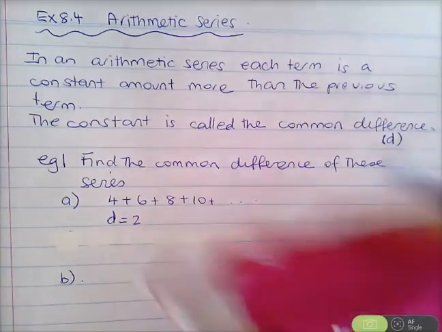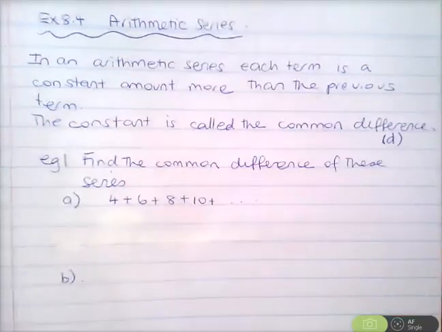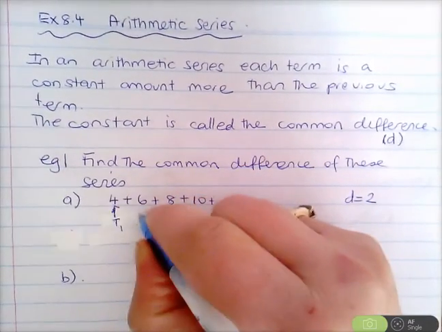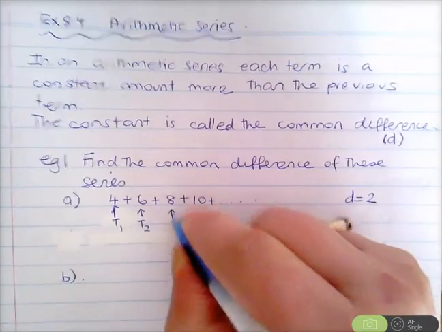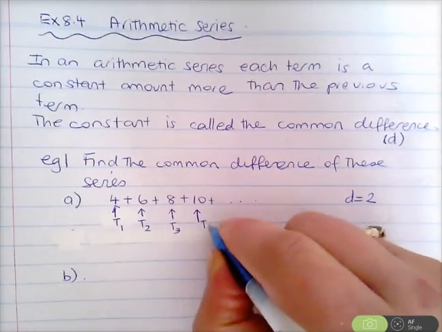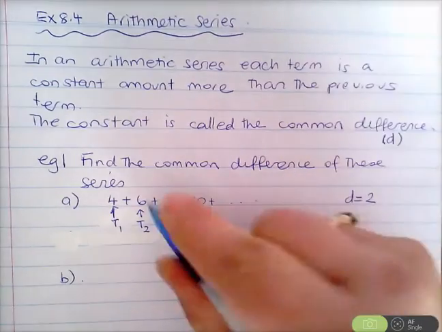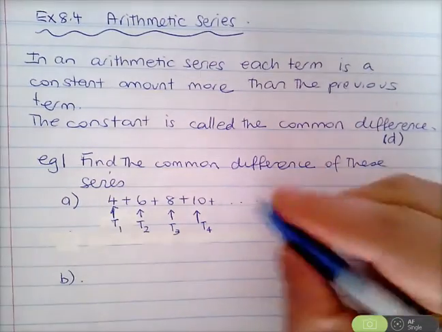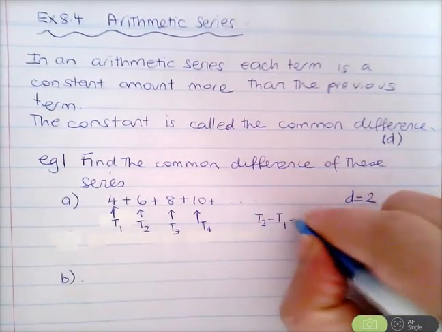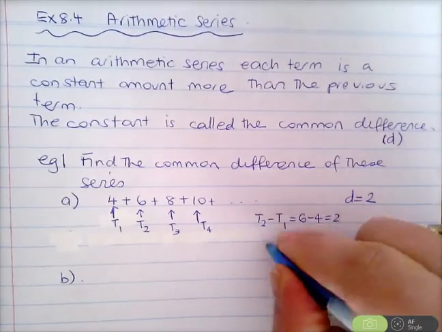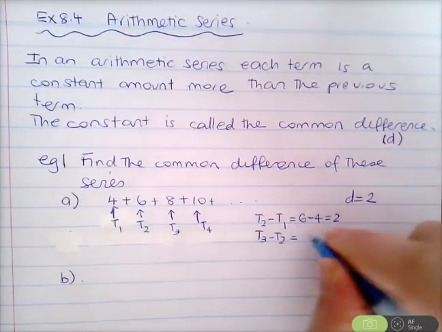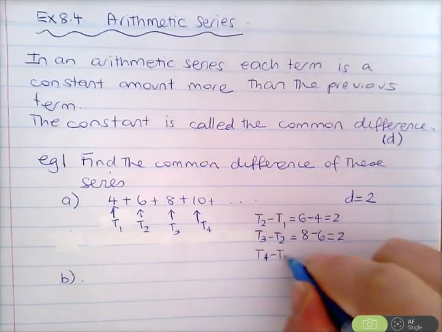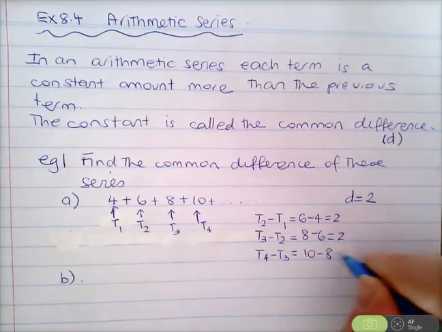I'm just going to put here that the common difference is 2. Now this is term 1. This is term 2. This is term 3. This is term 4. Now what we notice is, to find the common difference, you need to do one term minus the previous term. So if I go term 2 minus term 1, that's 6 minus 4, which is 2. If I do term 3 minus term 2, that's 8 minus 6 is 2. And if I do term 4 minus term 3, that's 10 minus 8 is 2.